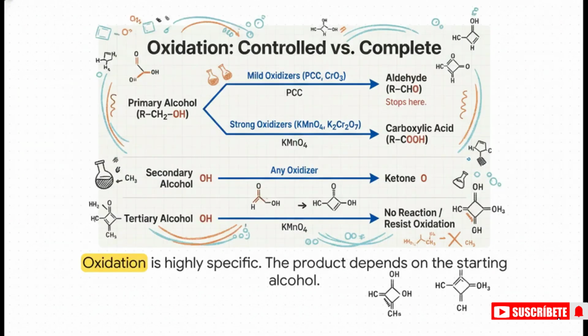And this idea of control with oxidation is so important, we have to look closer. With a primary alcohol, if you use a mild oxidizing agent, you stop at the aldehyde. But if you hit it with something strong, you go all the way to a carboxylic acid. Secondary alcohols will only ever go to a ketone, and tertiary ones just stubbornly refuse to oxidize. This is what being a chemist is all about. It's strategy. You're picking the right tool for the job to get the exact molecule you're trying to build.